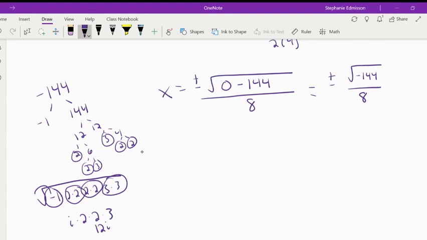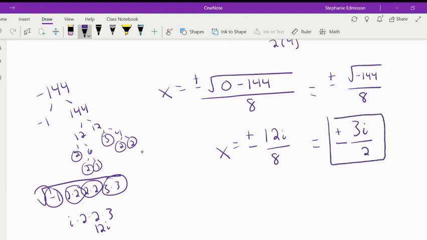If you do, though, you can see over here, x equals plus or minus. You see the negative, you know that comes out as an i, and you know that 144 is 12 squared. You could just write 12i over 8. Now we need to simplify. 12 and 8 are both divisible by 4. 12 divided by 4 is 3. 8 divided by 4 is 2. So the answer would be plus or minus 3i over 2.